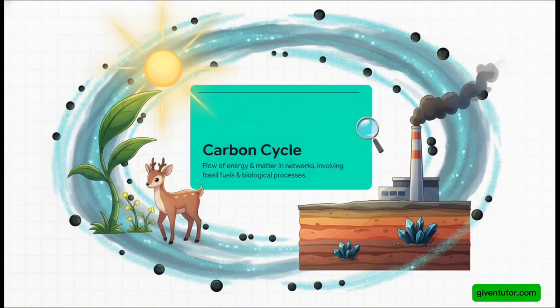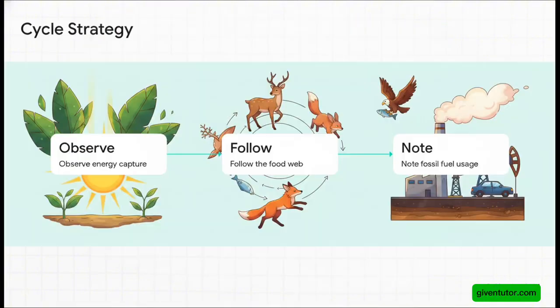It connects living, biological systems, like plants capturing sunlight and animals eating those plants, to the deep earth, like when we extract and use fossil fuels. See, when we burn oil or coal, we're basically unlocking ancient, stored carbon and tossing it right back into the active system. Let's look at how this builds your overall test strategy.